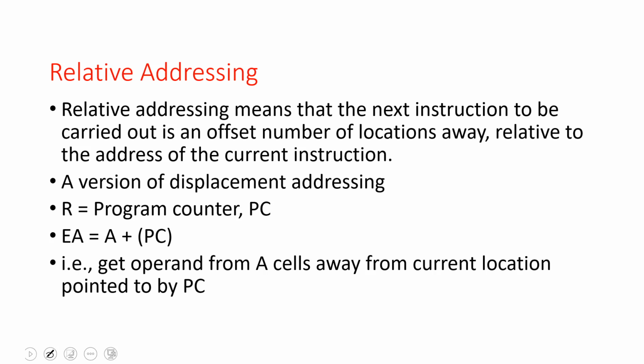Then another addressing mode that we can have is called relative addressing. In relative addressing, the next instruction is going to be offset by a particular number of locations from the current program counter. It is a version of displacement addressing, the difference being that the displacement is coming from the program counter.